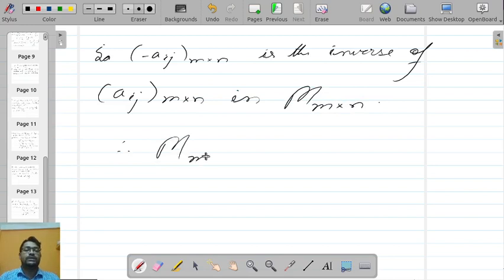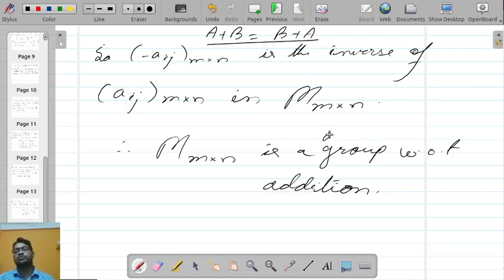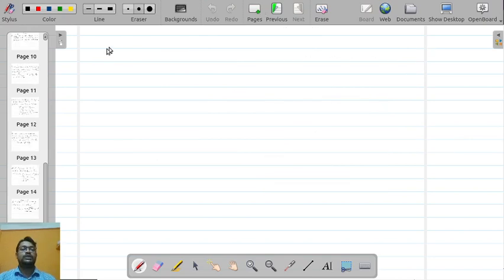So every element has got an inverse. Therefore the set M_{m×n} is a group with respect to matrix addition. Not only that, it's also an abelian group. You can easily verify that the sum of two matrices is always commutative: A plus B is always the same as B plus A. So if your question is whether this is an abelian group or not, your answer is yes, it's an abelian group.